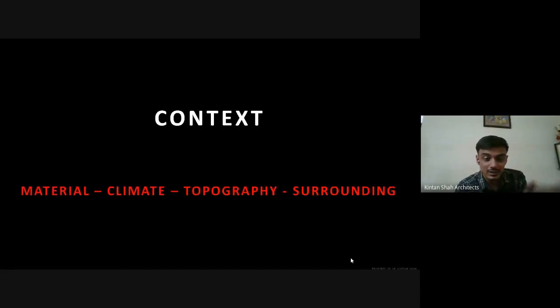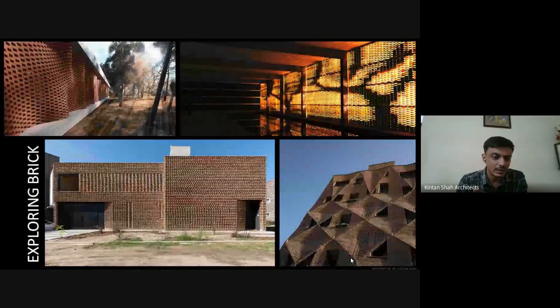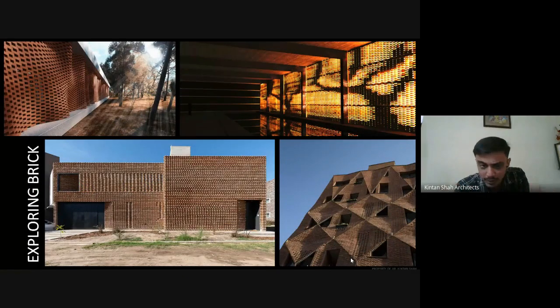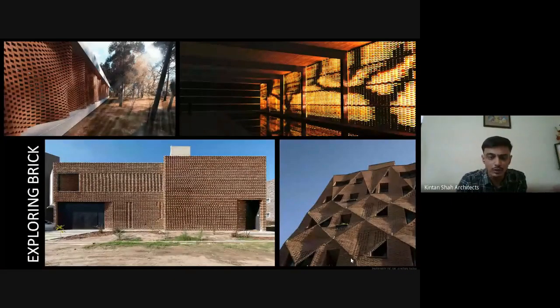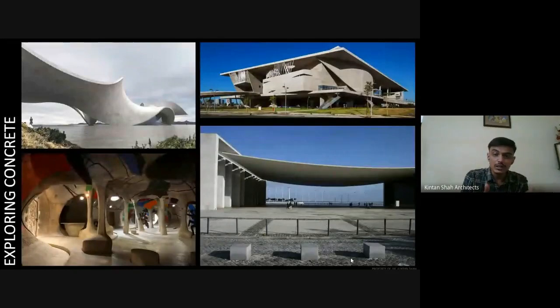Now, when we talk about context, as stated previously, we're talking about material, climate, topography, and surroundings, right? So these four elements can again be studied in detail. For example, if we start taking up brick as a building material, then essentially we are talking about modularity. Bricks come in modules. So we are talking about how we can play with the modularity of that building element and explore. And then when we come to concrete, it is more about plasticity or moldability of that material. So your design changes drastically, right?